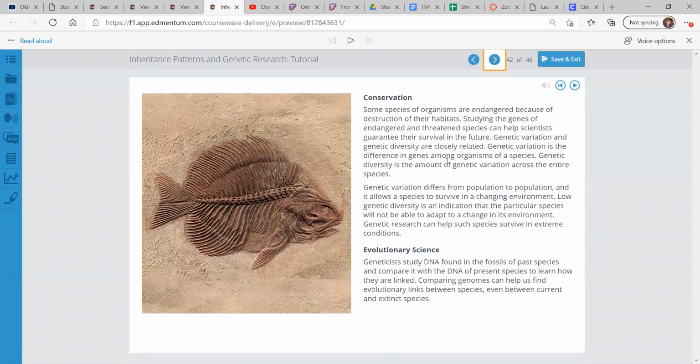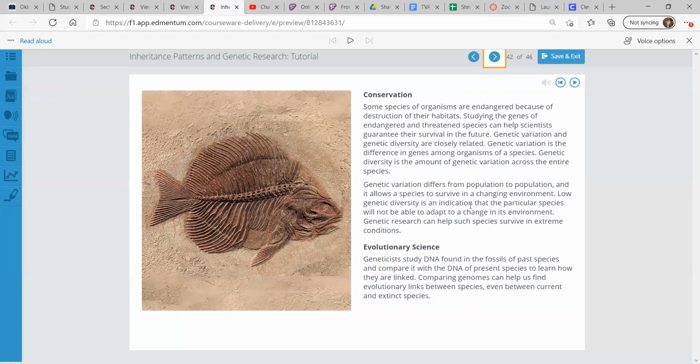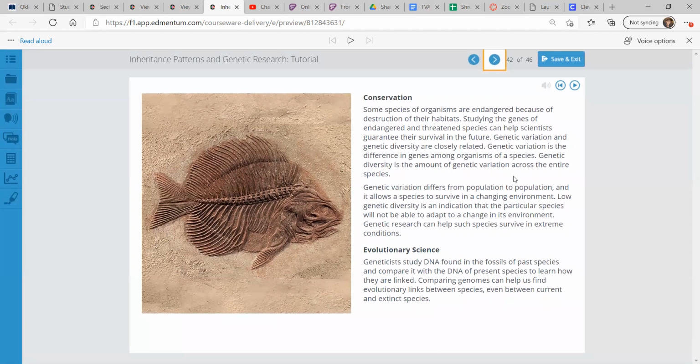Conservation. Some species of organisms are endangered because of destruction of their habitats. Studying the genes of endangered and threatened species can help scientists guarantee survival in the future. Genetic variation and genetic diversity are closely related.